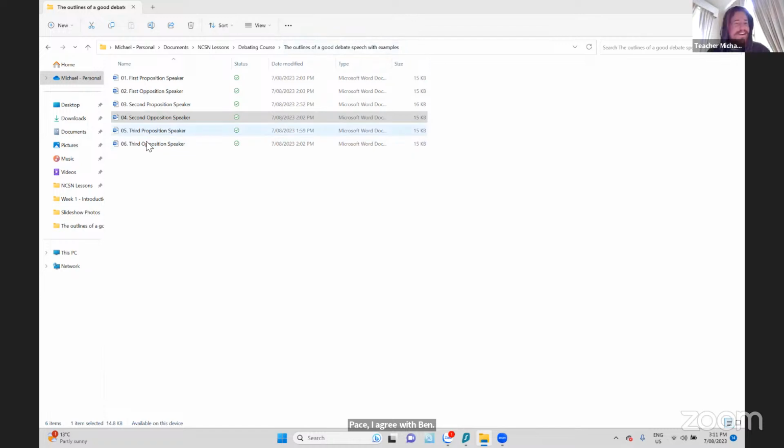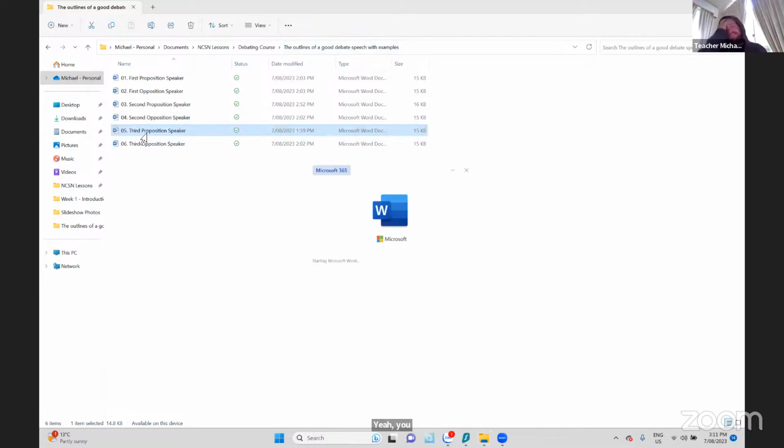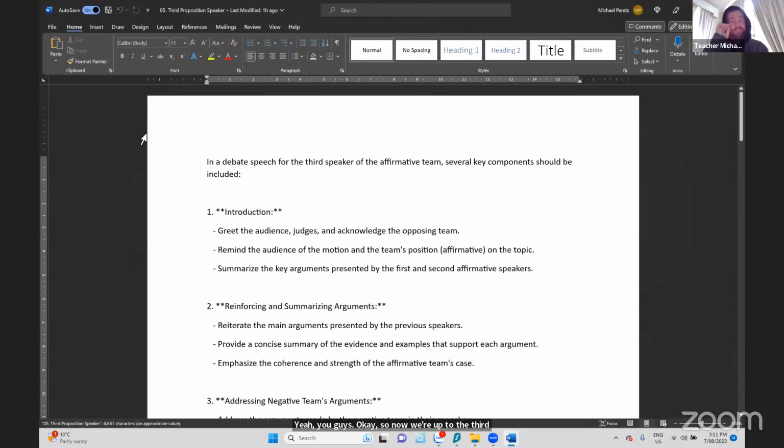Okay, so now we're up to the third proposition speaker, the final speaker in the debate. So first of all, of course, we need our introduction. We need to greet the audience, judges, and acknowledge the opposing team. Remind the audience of the motion and the team's position. So in this case, we agree.